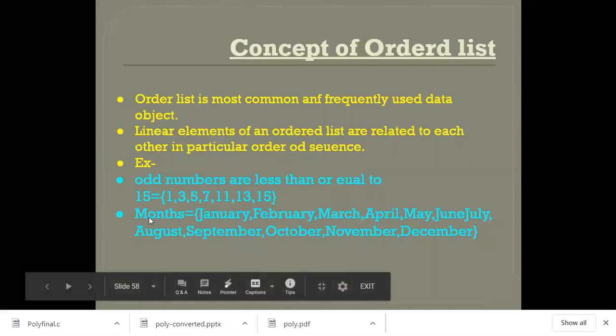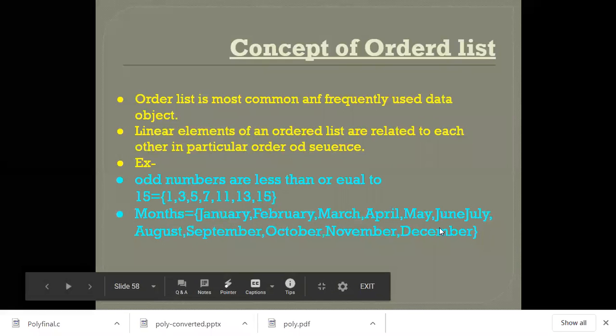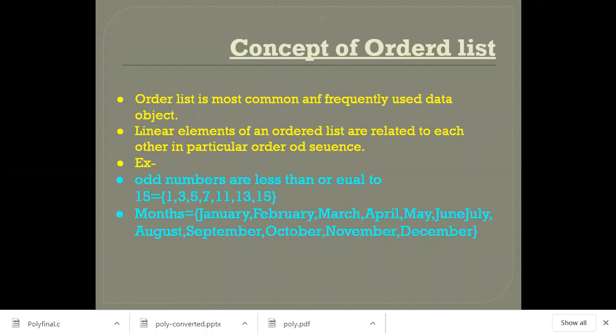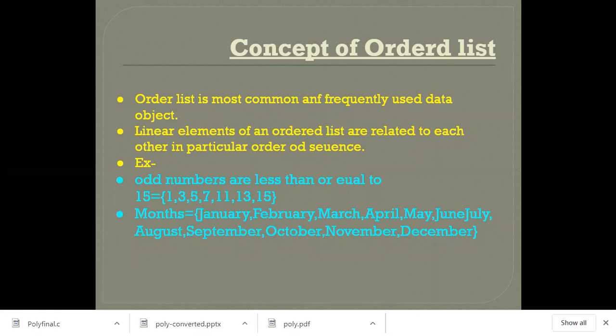If you are talking about the month example, what will it be? It should start from January, February, March, April, May, June, July, August, September, October, November and December. This is a sequence. It's not like March should come before January, or June before April. It's not like that. A particular sequence is given. A fixed format is given for any kind of data that we are going to store, and it is called an ordered list. So the concept of ordered list means we are storing the elements in a particular sequence. We cannot change the order of it. It's called an ordered list.